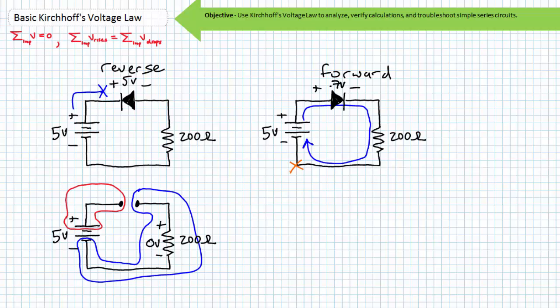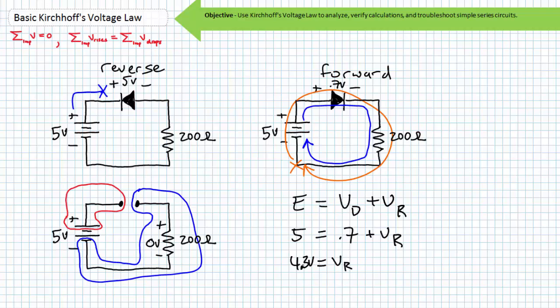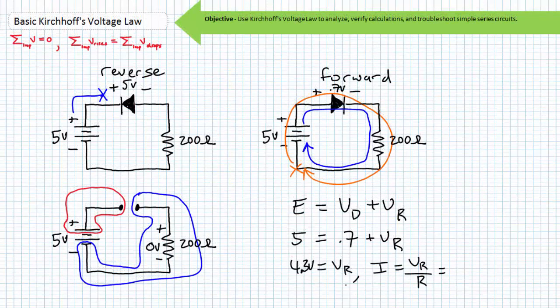I'm going to start here and travel in the direction of conventional current. There is a rise of E, a drop across the diode, and a drop across the resistor. Substituting in the given values, we find the voltage drop across the resistor is 4.3 volts. Ohm's law states that the current through this resistor is the voltage drop across it divided by its resistance. 4.3 volts divided by 200 ohms yields a current of 21.5 milliamperes.